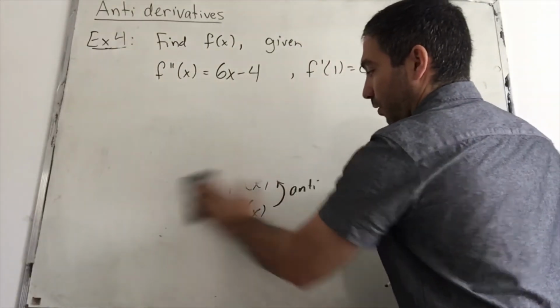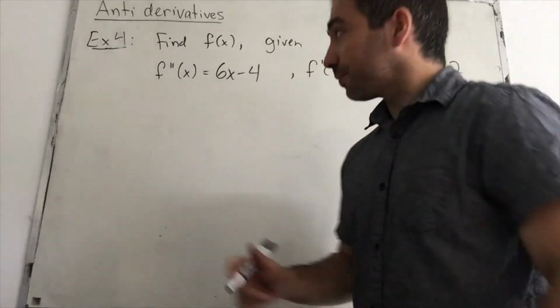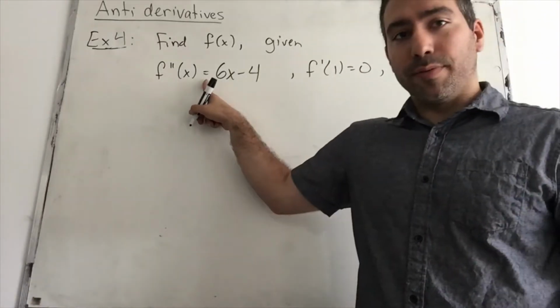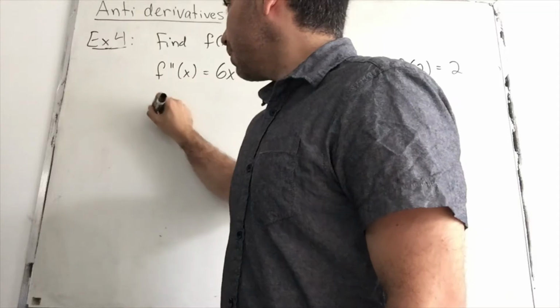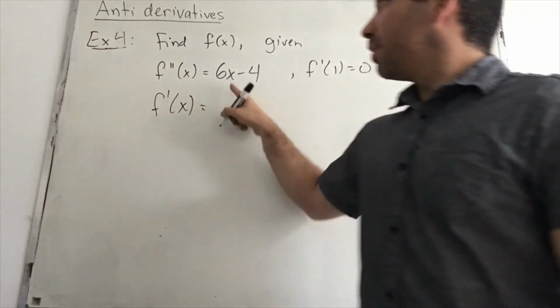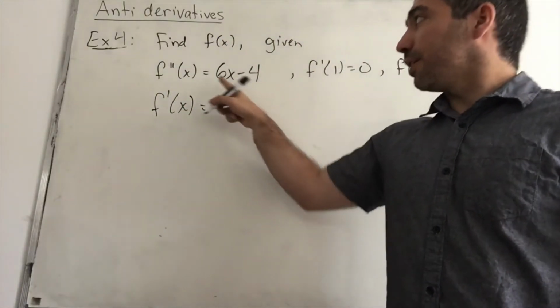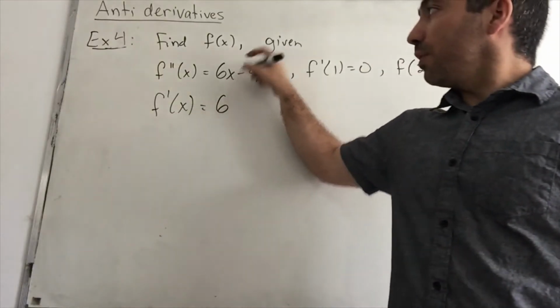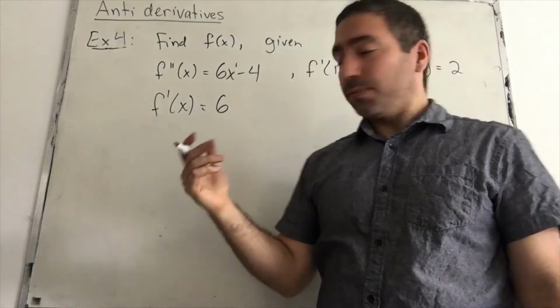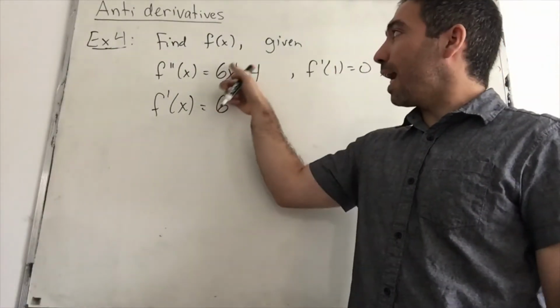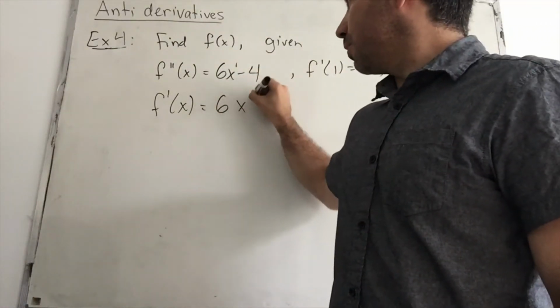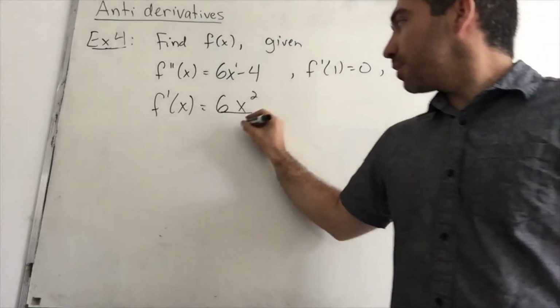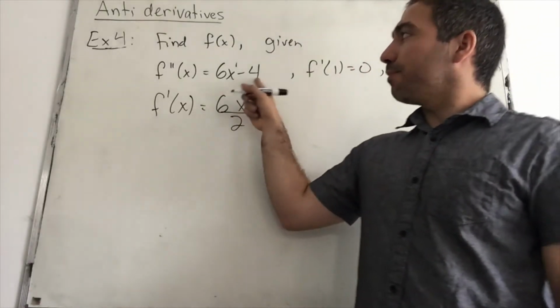So to go get f prime of x, let's take the antiderivative of this function here. So let's go find f prime of x. So we have 6x. So we can think of this as 6x to the 1. So we just use the power rule, but for antiderivatives, so we add 1 to the exponent, giving us x squared, and then we divide by whatever the exponent is, so divide by 2. And then we have minus 4.